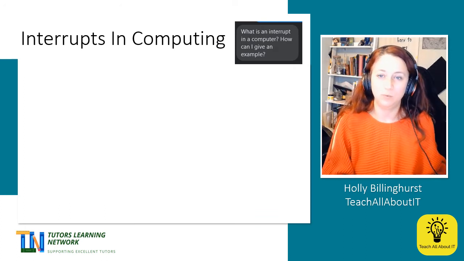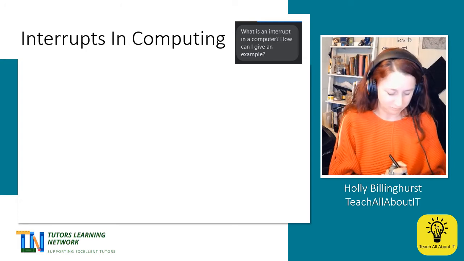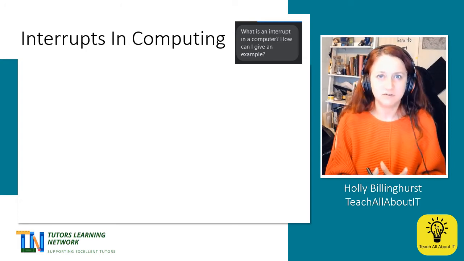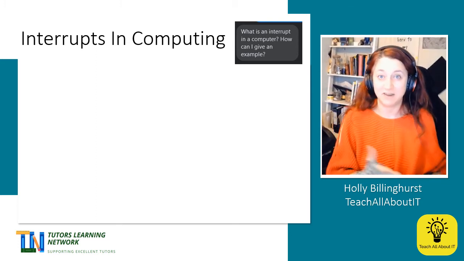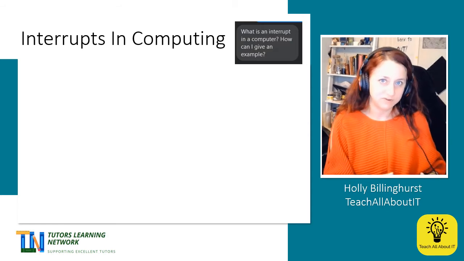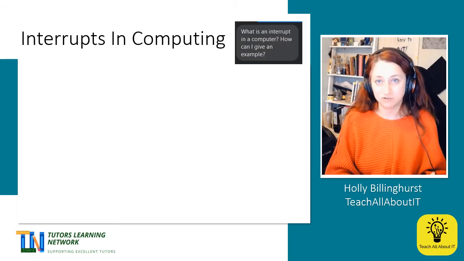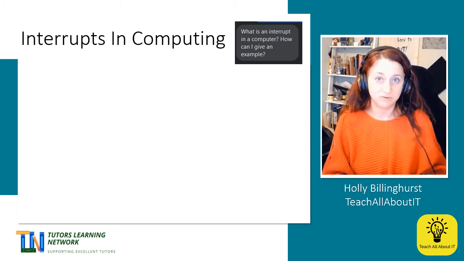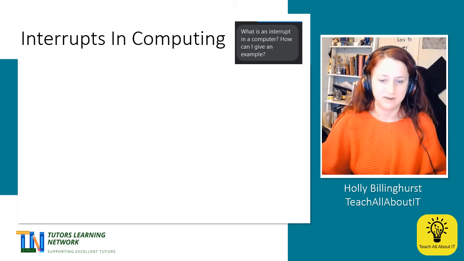Answering the question, what is an interrupt in a computer and how can I give an example? Okay, so when you're looking at this kind of question, this is going to be relating to GCSE computer science, or potentially even A-level. An interrupt in a computer is when you are processing an instruction and something happens which is of a higher priority.